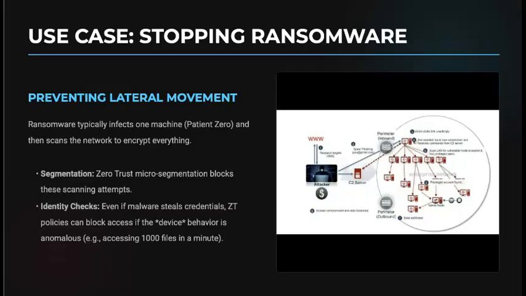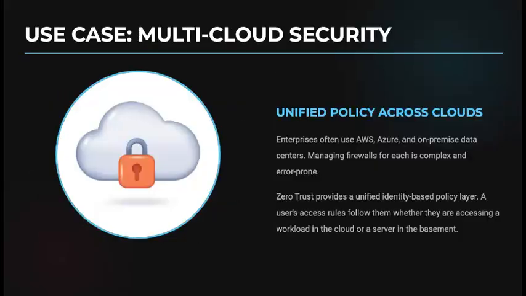Second, even if the malware steals the user's credentials, the Zero Trust policy engine is looking for behavioral indicators. The typical user doesn't suddenly try to access 1,000 files across 50 different servers in 30 seconds. This behavior triggers a high-risk score, and the policy engine can automatically revoke the user's token or force re-authentication, shutting down the attack before encryption begins.